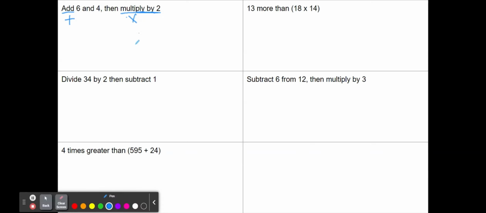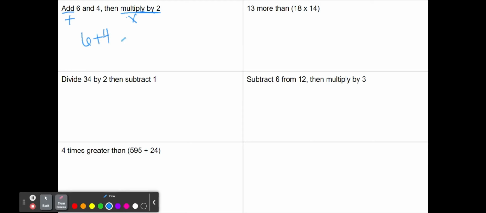All right, and that means to multiply. So let's just start one step at a time. Let's just start with the beginning. Add 6 and 4. So let's just represent that. We're going to add 6 plus 4 because that's what it told us to do.